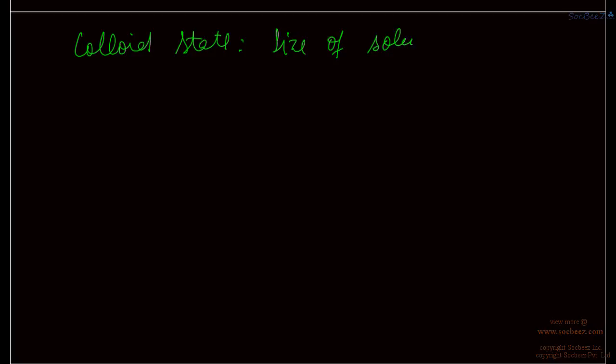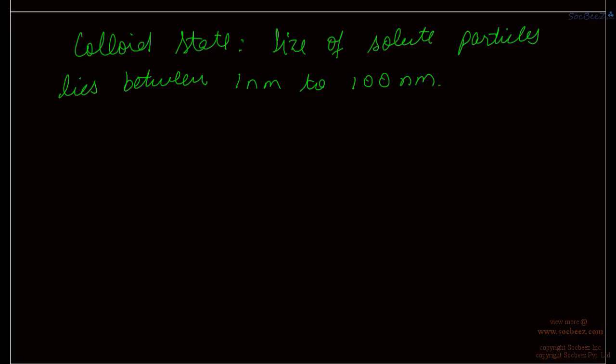Remember that the size of solute particles lies between 1 nanometer to 100 nanometer in this case. If the size of solute particles is greater than 100 nanometer, it exists as suspension, and if particle size is less than 1 nanometer, it exists as a true solution.